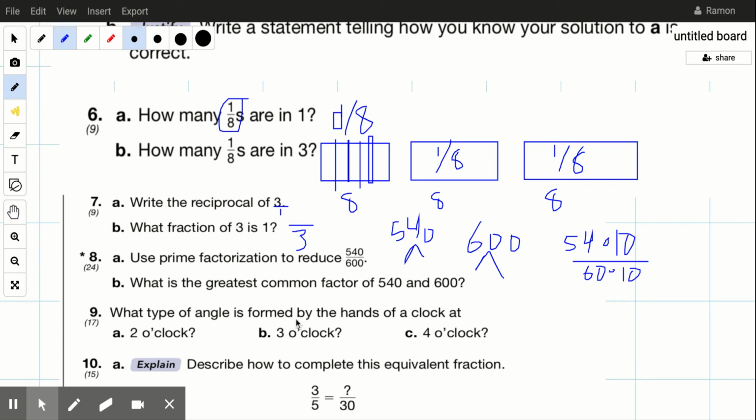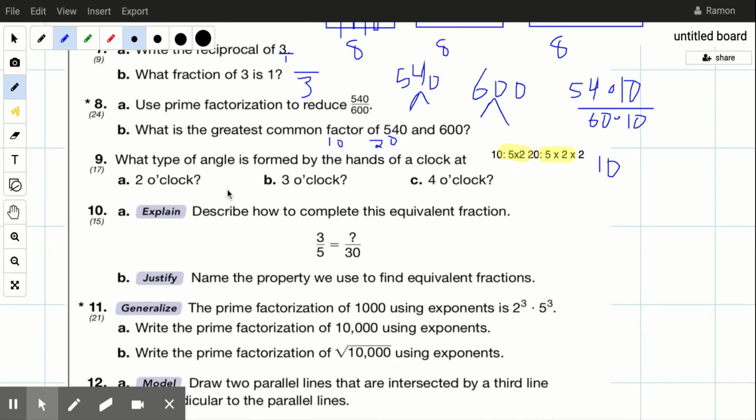For example, if you wanted to find the greatest common factor of, let's say, 10 and 20, you need the prime factorization of each. So for 10, you have 5 times 2, and for 20, you have 5 times 2 times 2. You'll notice that they have a 5 in common and a 2 in common. So we just take one of those each. The greatest common factor would be 10 using prime factorization.